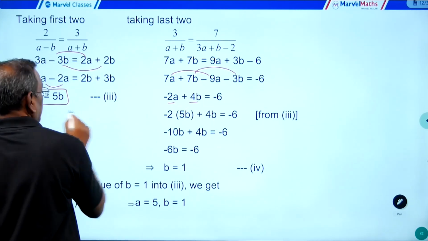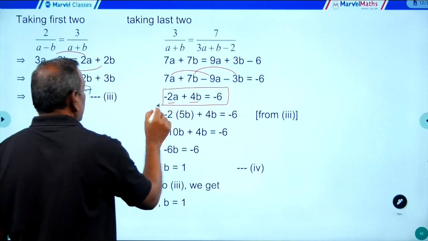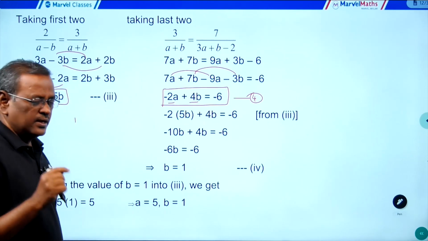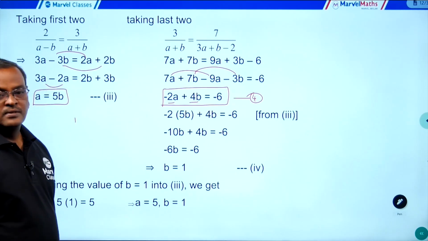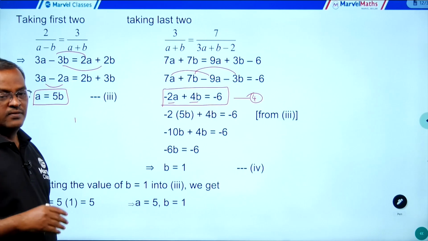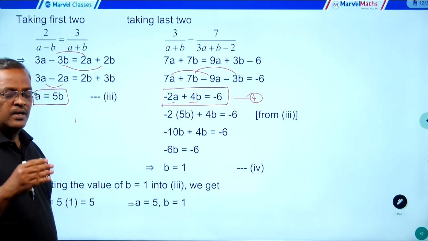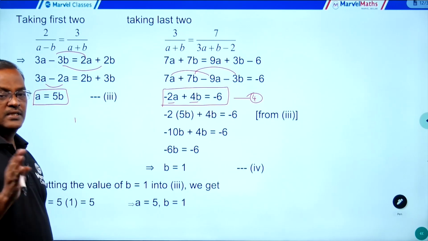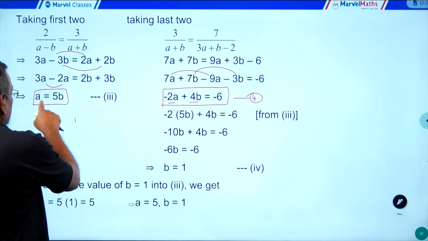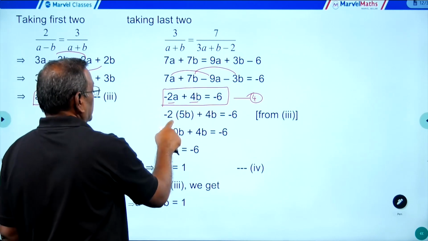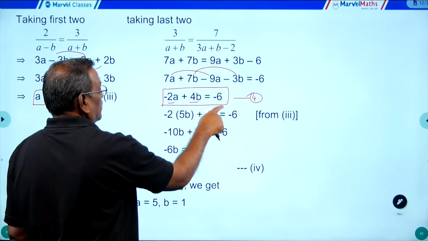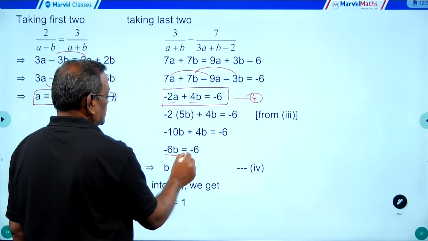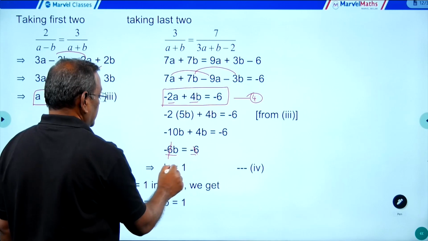Now this is one linear equation, this is another linear equation. I have to solve 3 and 4, but one important tip: this equation has only a and b, no constant term. Whenever one of the equations has no constant term, always apply the substitution method. Instead of applying the elimination method, always apply substitution. Wherever a appears, replace a by 5b. So minus 2 into 5b plus 4b equal to minus 6, minus 10b plus 4b equal to minus 6, minus 6b equal to minus 6, and b equal to 1.